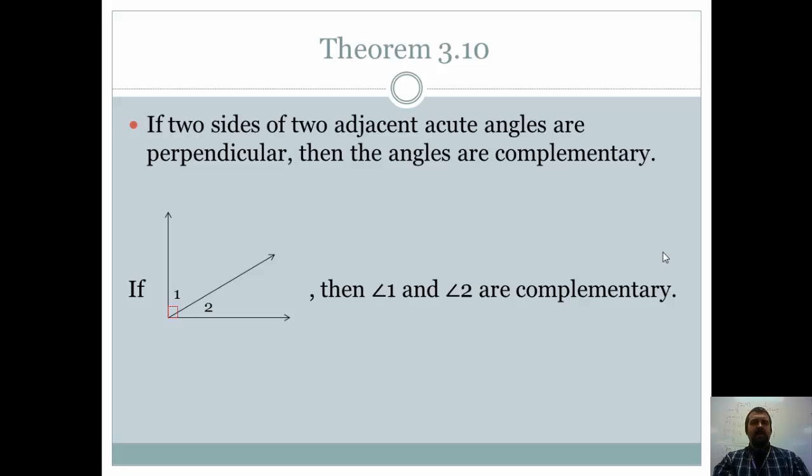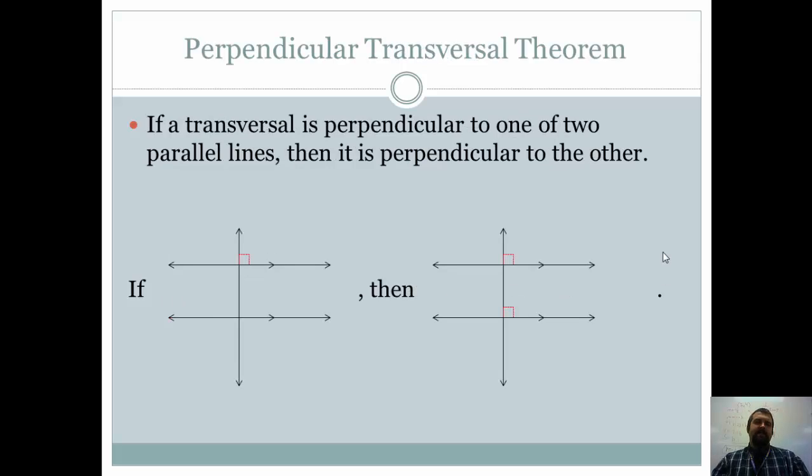The last 2 theorems both have names. Perpendicular transversal theorem. This one you might use more often than the others. It has a name. You probably will. If a transversal is perpendicular to one of 2 parallel lines, then it is perpendicular to the other also. So, in this case, if I have a picture like this, these 2 lines here are parallel, and this transversal is perpendicular to this one.